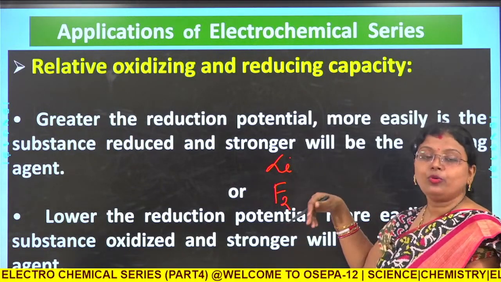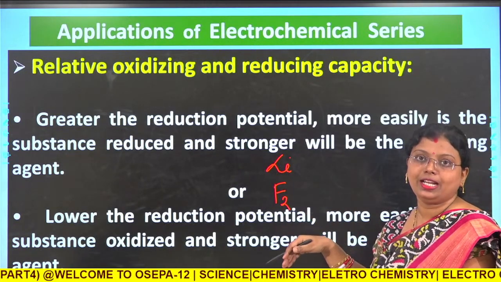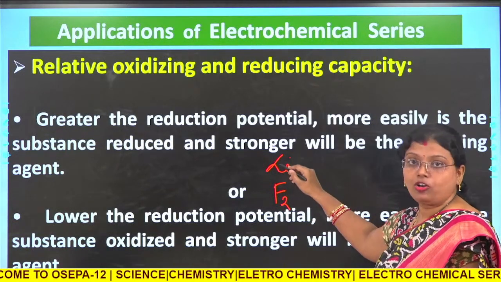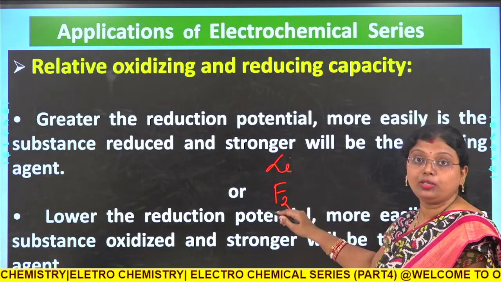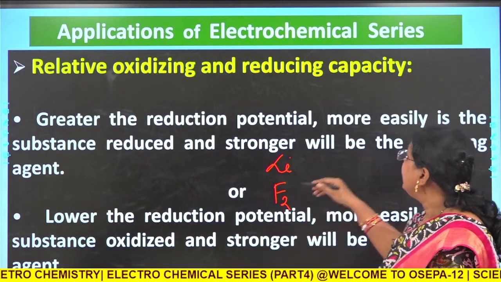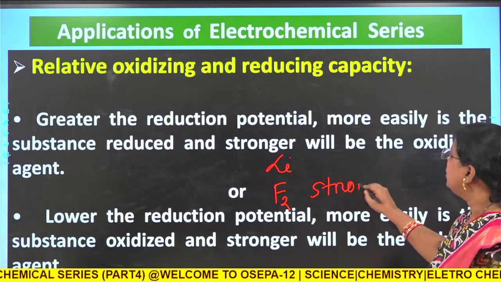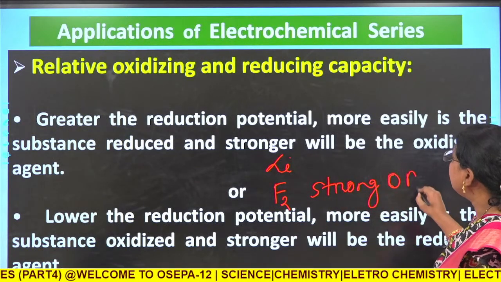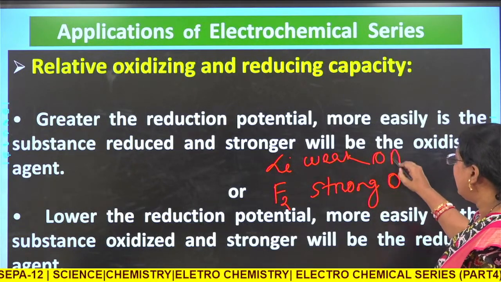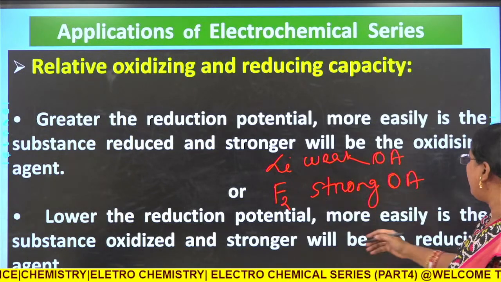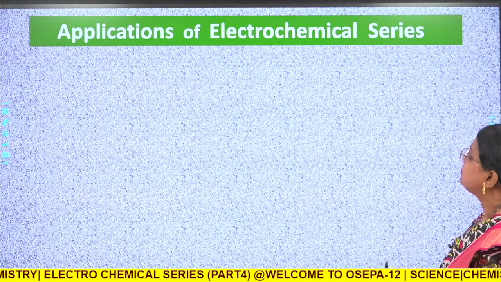So that means, lithium and fluorine. If you compare these two, which will act as the strong oxidizing agent? The lithium has a low value of standard reduction potential, so it will be the weak oxidizing agent, and this one has a high value of standard reduction potential. So that's why it will act as a strong oxidizing agent. This is the strong oxidizing agent, this is the weak oxidizing agent, and the reverse order is followed for the reducing power.